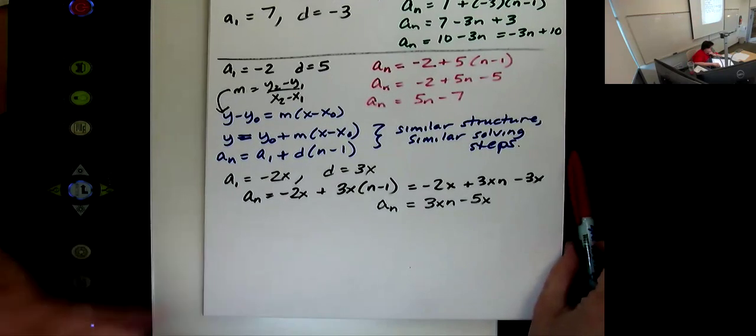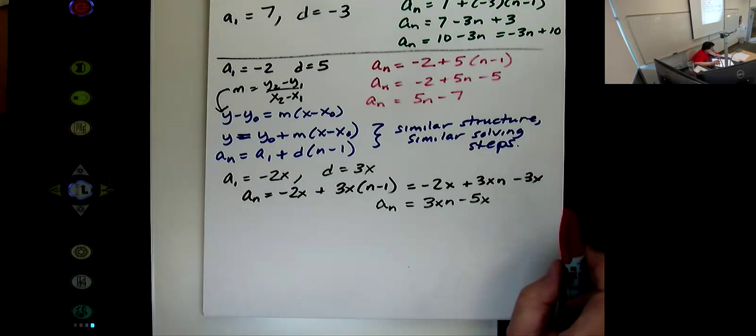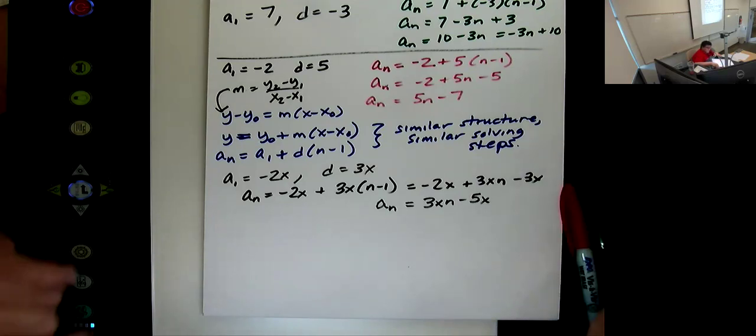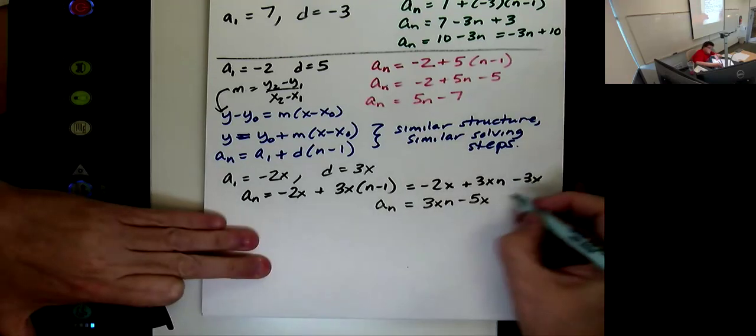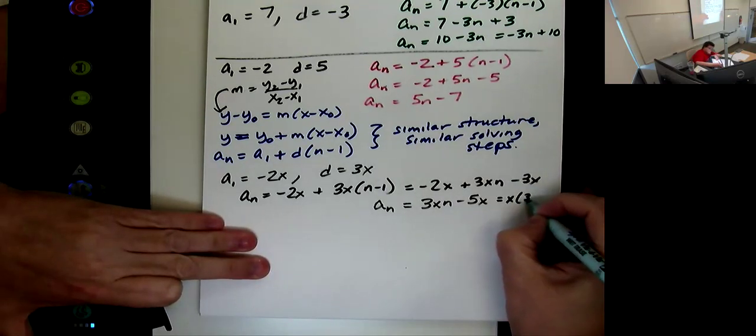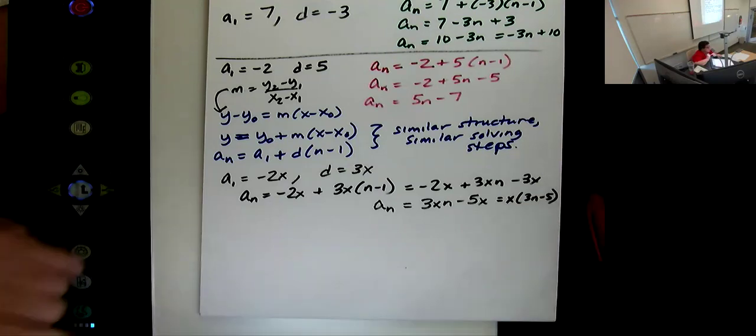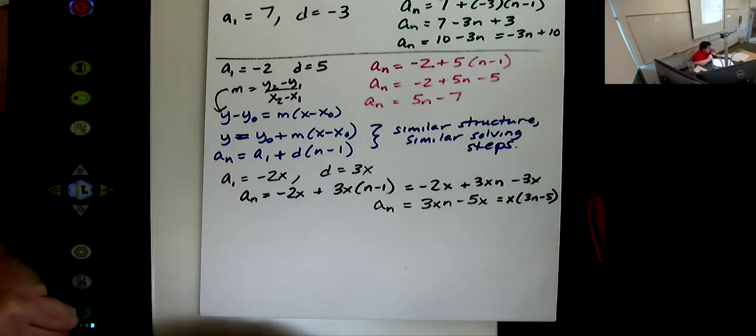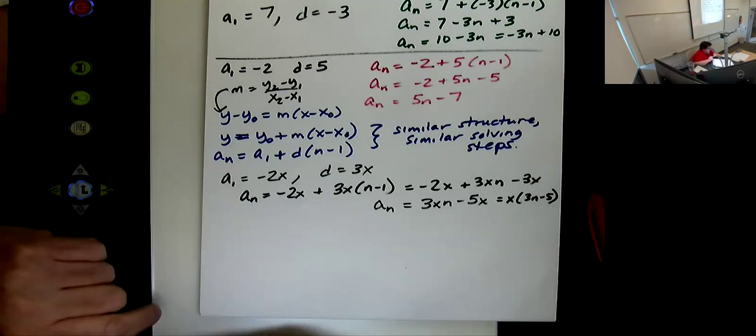Would it matter to pull the x out and put it in front? You could. 3n minus 5. In fact, it's probably a cleaner way to do it. And if you have a specific value of x, it's definitely easier to work with.